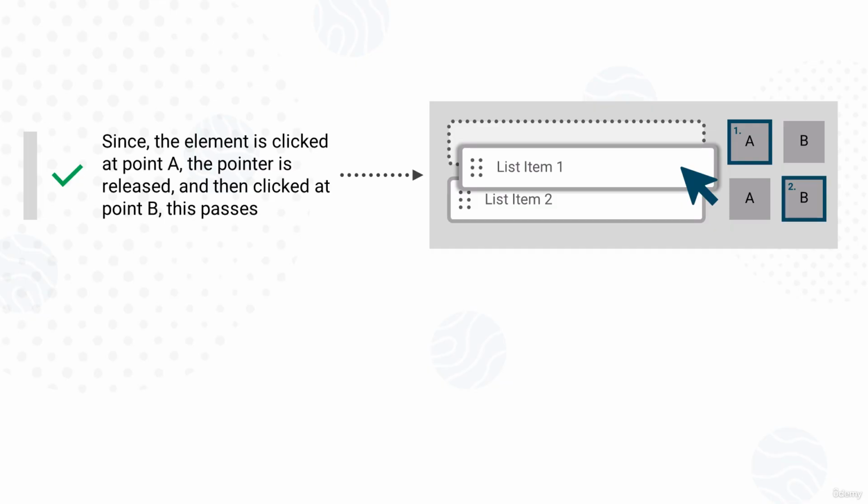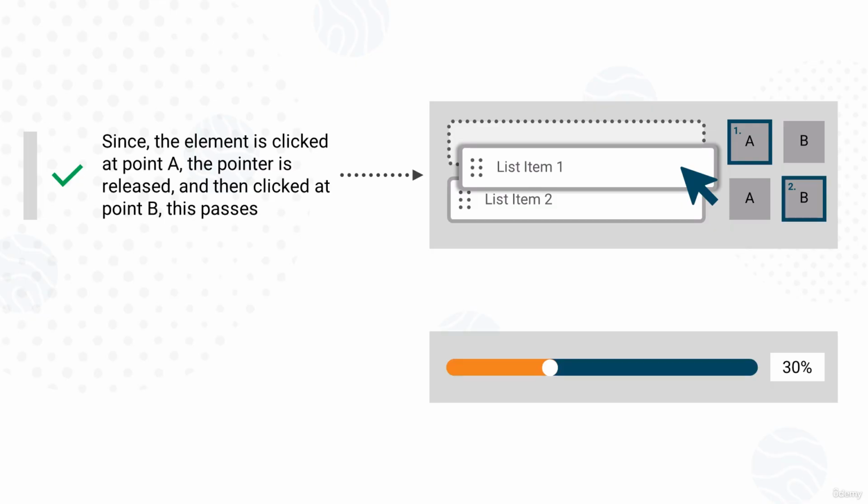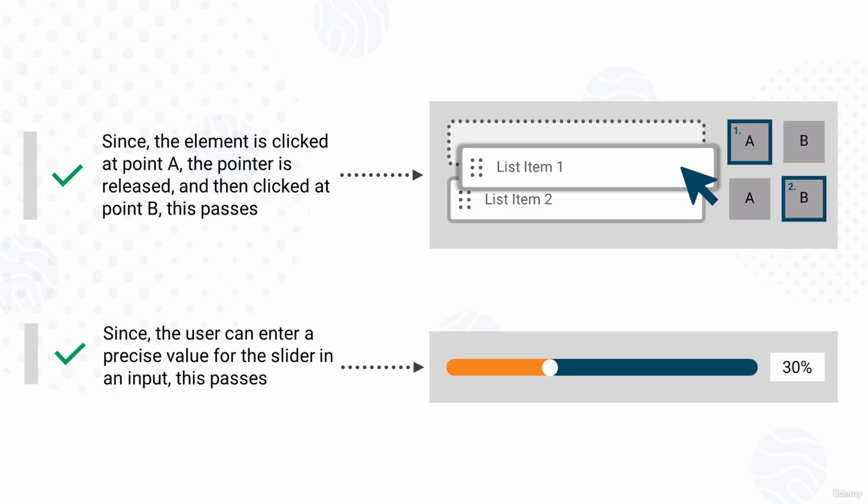This passes. Since the user can enter a precise value for the slider in an input, this also passes. In such a situation, the on-screen keyboard that appears for touch users offers a single pointer means of entering an alphanumeric value. Text-based input is sufficient to meet this criterion because text input is mode independent.